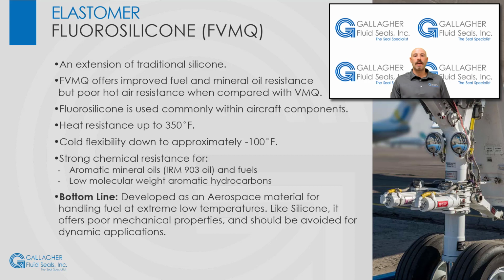Fluorosilicone offers strong chemical resistance for the following: aromatic mineral oils such as IRM 903 oil and fuels, and low molecular weight aromatic hydrocarbons. The bottom line is that fluorosilicone is a fluorinated version of traditional silicone. Fluorosilicone was developed as an aerospace material for handling fuel at extremely low temperatures. Broader industrial applications have developed over the years. Like silicone, it offers poor mechanical properties and should be avoided for dynamic applications.